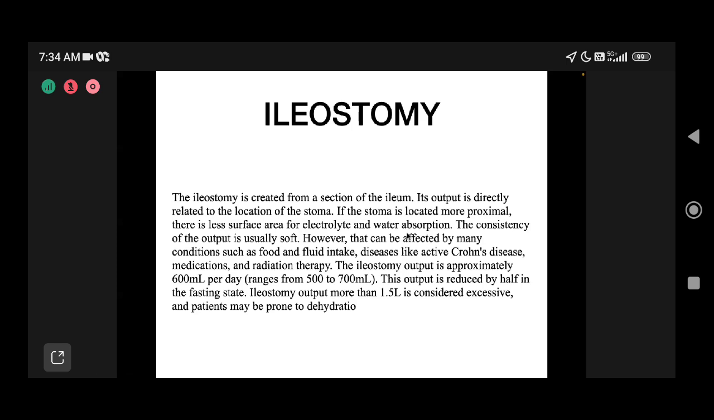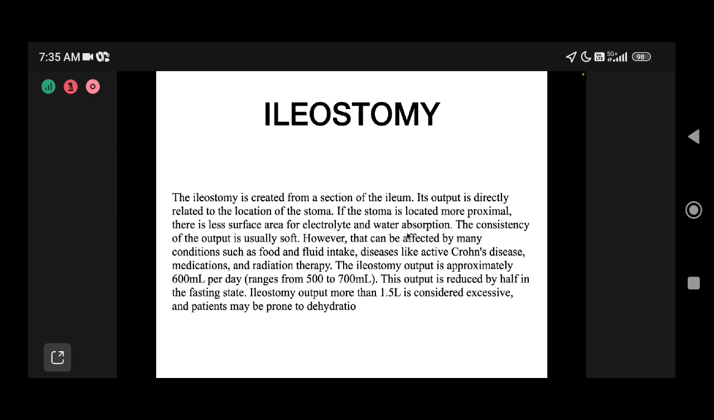So let us come to what is called ileostomy. See, ileostomy, as the word itself indicates, is from the ileum, and the output is directly related to the location. If the stoma is located more proximal, there is less surface area for electrolyte and water absorption. The consistency of the ileal output is usually soft, semi-solid or liquid. It can be affected in many conditions where food and fluid intake can alter and the output also might change.